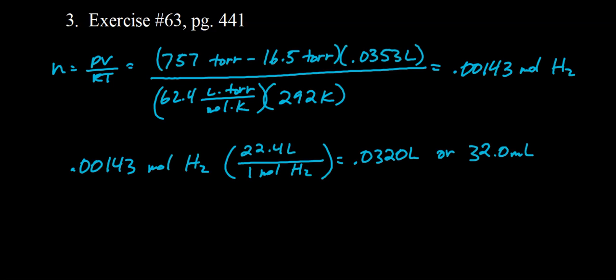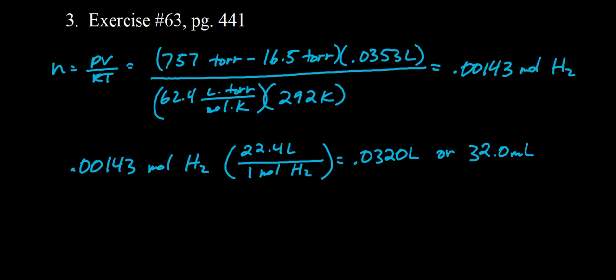Be careful now: 757 torr is the pressure of the hydrogen and the water. And so we need to use the vapor pressure of water at 19 degrees Celsius, which according to the book is 16.5 torr, and subtract that. Don't forget that. That's really important. Solve for moles: 0.00143 moles.